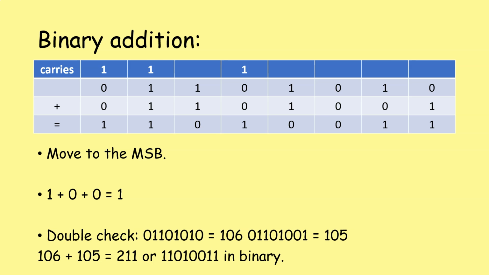That first number is 106. The second number is 105. Add those together, get 211. 211 in binary, we can do a double check. Yeah, that should be 110100011. So we can always do that double check just to make sure we've got the right answer.